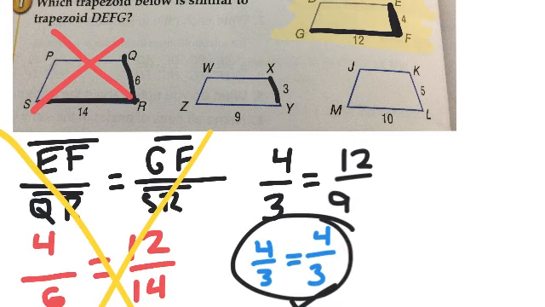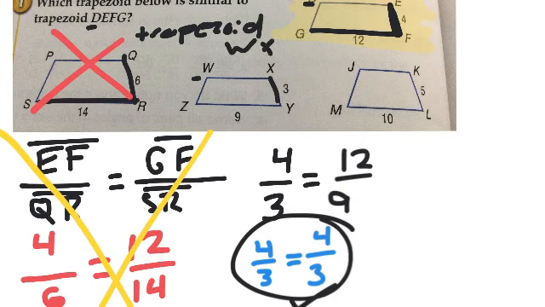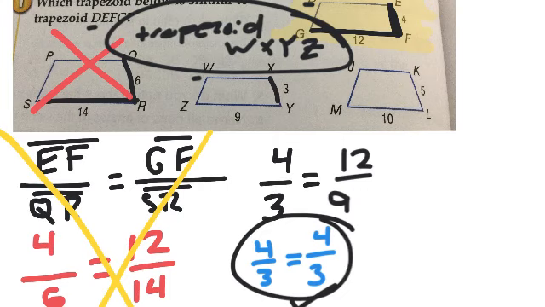So which trapezoid is similar to trapezoid DEFG? Okay, so I've got to name it. I've got to make sure it matches, right? So D matches up with W. E matches up with X. F matches up with Y. And G matches up with Z. So I would say trapezoid WXYZ is the one that is similar.